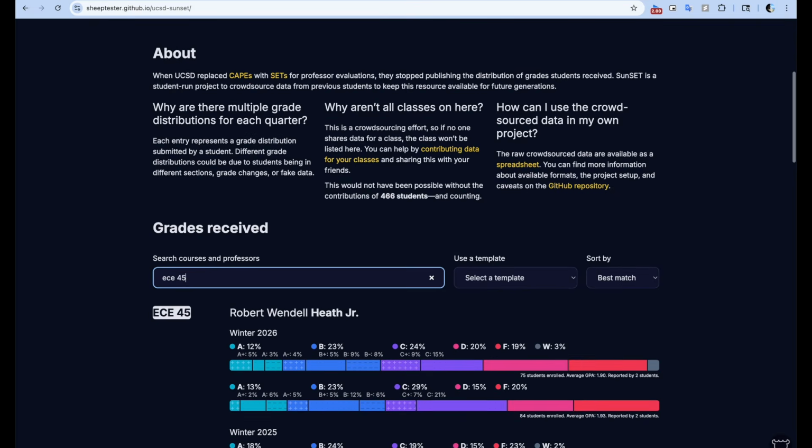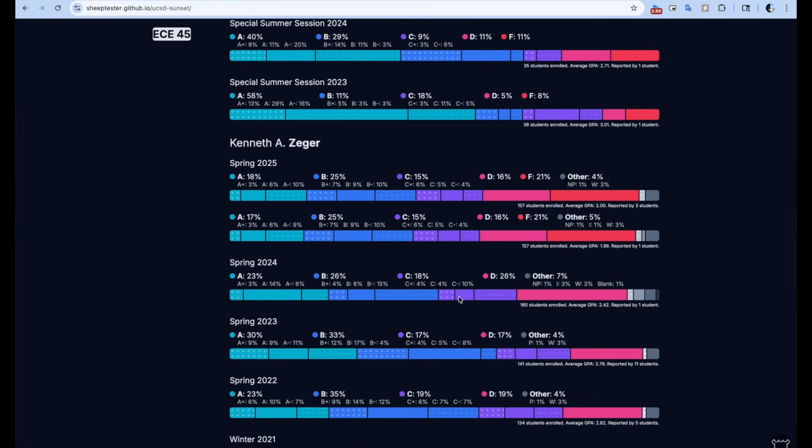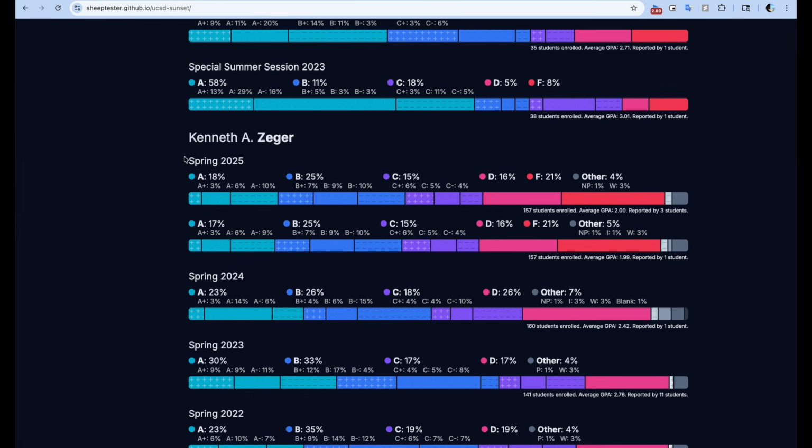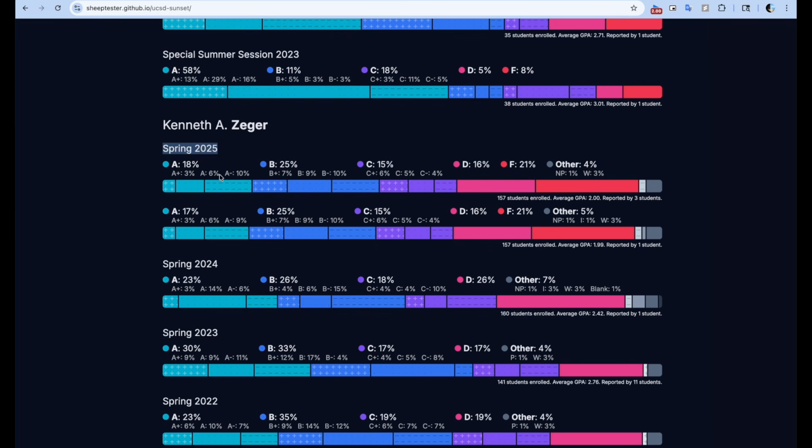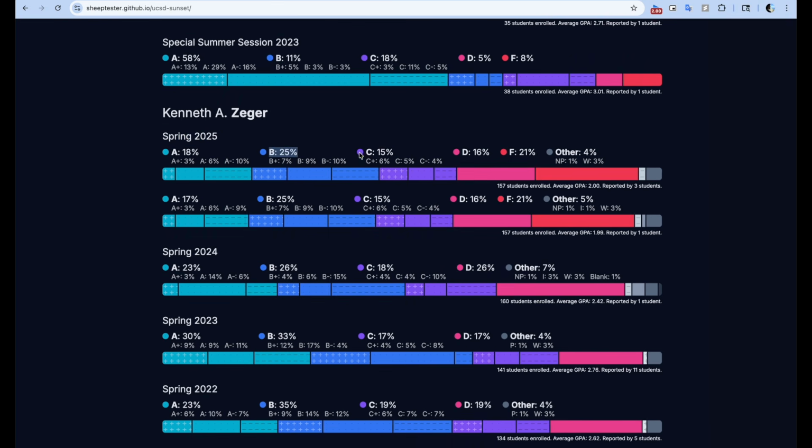Let's go here. So let's go to Ziegler here. If you look, this is actually very scary. He taught it in spring 2025. This is the grade distribution: 18% A, 25% B, 15% C, and then 16% got a D, 21% got an F. So this guy, literally almost 40% of his class, he literally failed them. They have to take it again now.